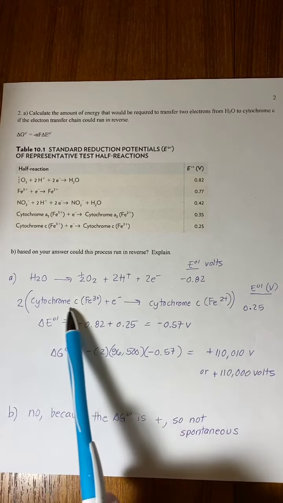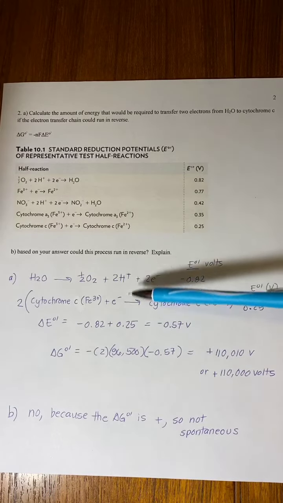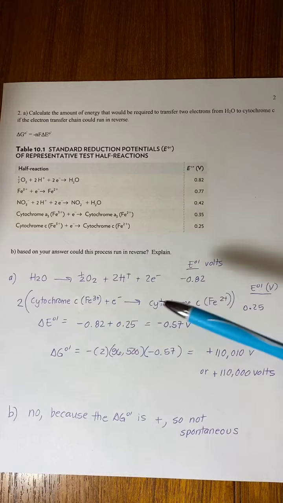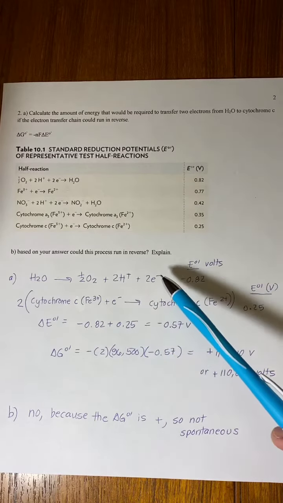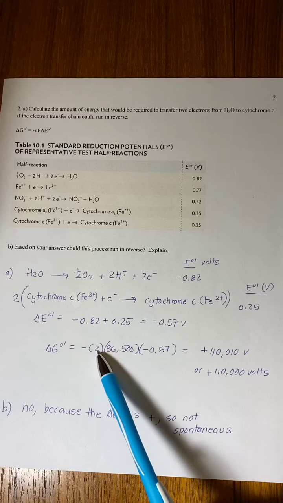Now we do need to times this by 2 to get the electrons to balance, because these are 2 half reactions and you need to add them together to do your overall oxidation reduction reaction. There's only 1 electron in the cytochrome C reaction, so if you times it by 2, the electrons will then equal, then you can add them together. So that tells you that N will be 2 for the number of electrons.